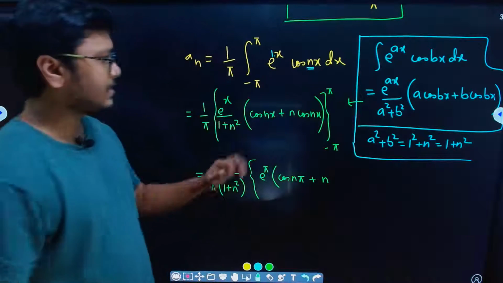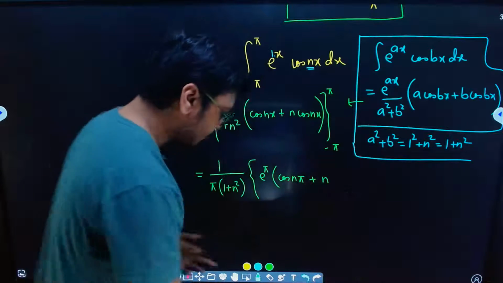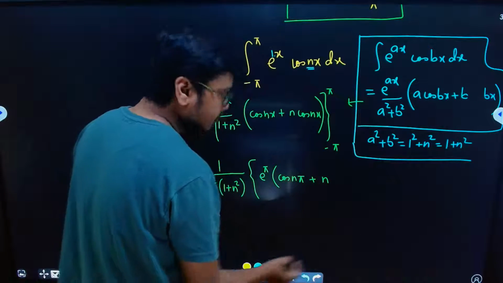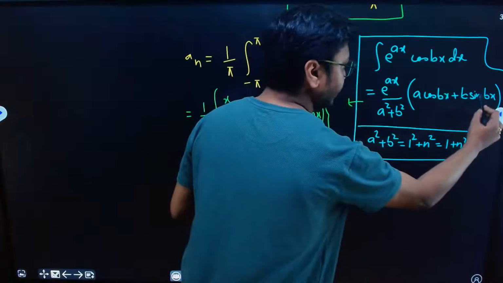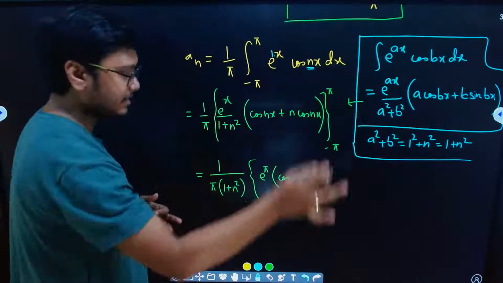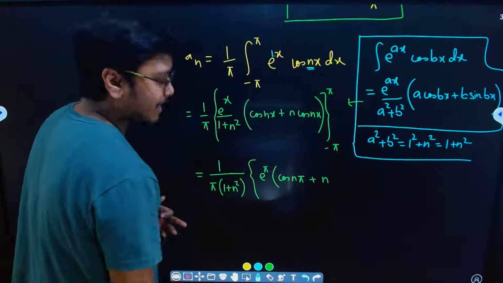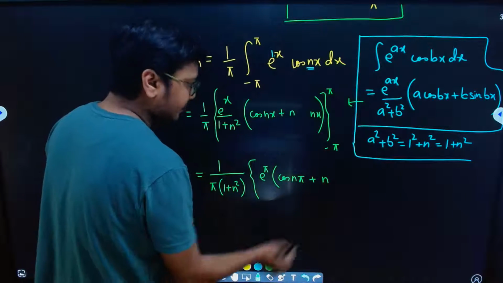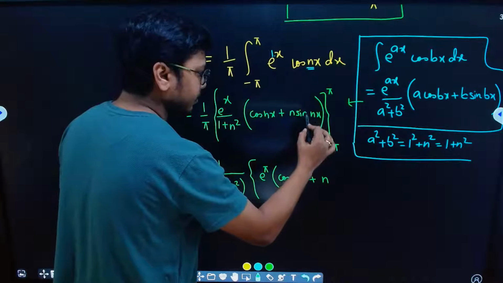One second. I think I have written the formula a little bit wrong. Sorry, this should be sin x. A cos bx, b sin bx. I've written the formula a little bit wrong, so this should be sin nx.